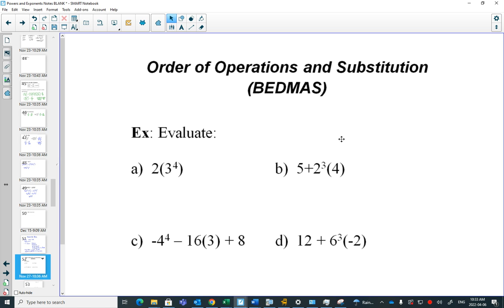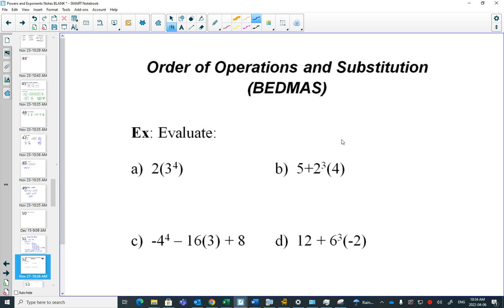If you had to evaluate, you could use your calculator and type the whole thing in and get the answer. But sometimes on a quiz or test, it will say, show your work to show that you understand order of operations. So you have to go through BEDMAS. And in this one, showing your work, the very first thing you'd have to do is look in the brackets.